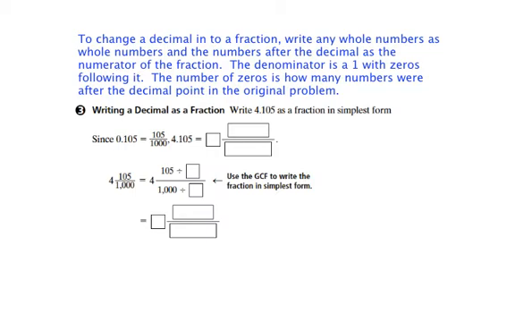For example 3, it says to write 4 and 105 thousandths as a fraction in simplest form. Well, the 4 that's in front of the decimal point is going to be your whole number 4.